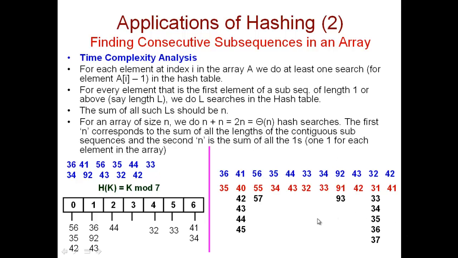If you count the number of integers that are colored black here, that will add up to n, the number of integers, and the ones that are in red will also add up to n. So n plus n, 2n is the number of hash searches we are doing for this problem, and 2n is O of n. Okay. I have written here the first n corresponds to the sum of the lengths of contiguous subsequences, and the second n is the sum of all the ones, one for each element in the array. Okay.